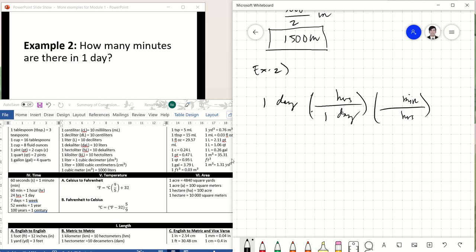So in one day, there are 24 hours. In an hour, there are 60 minutes. So day will be cancelled out, hours will be cancelled out. So you have 24 times 60. That would be 1,440 minutes.